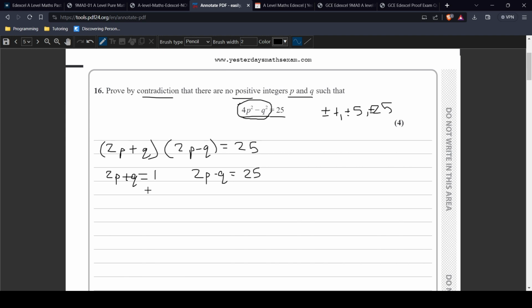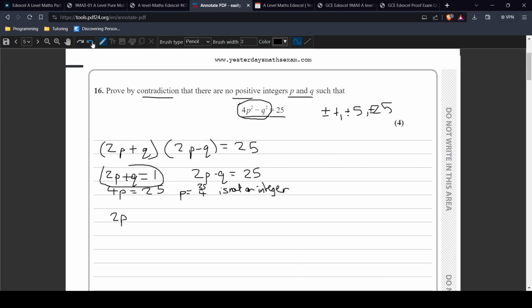And solving these simultaneously, well, we can add them up. You get 4p is equal to 25, and p, in this case 25 over 4, is not an integer. So therefore it's not a positive integer. So 2p plus q equals 1 and 2p minus q equals 25 doesn't work.